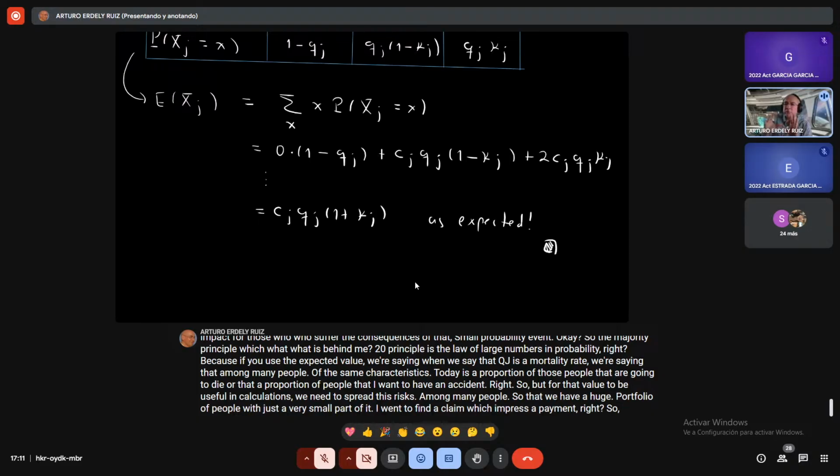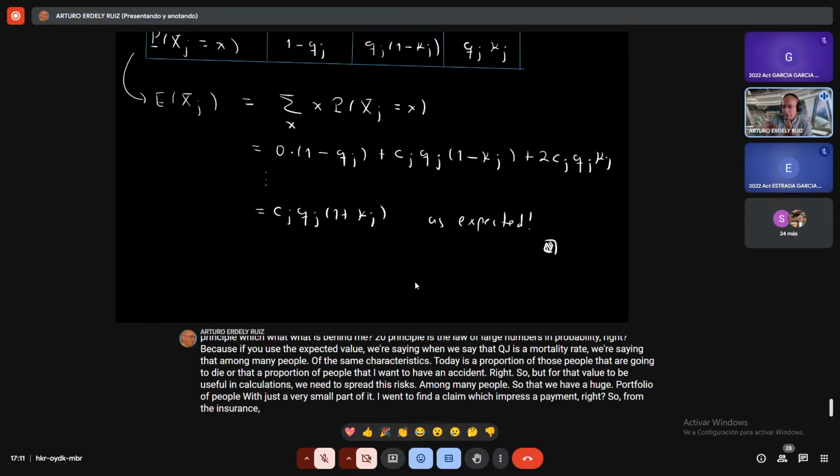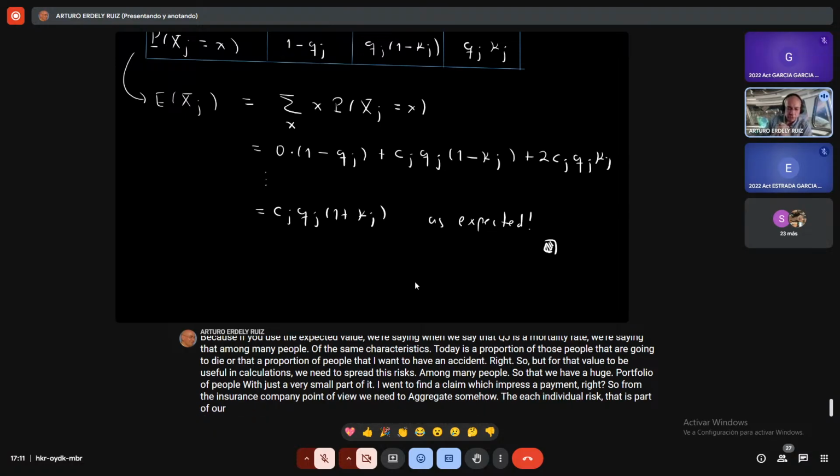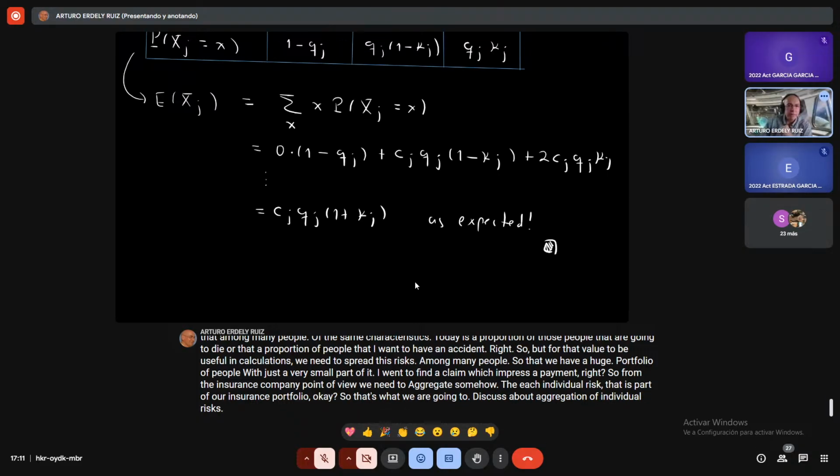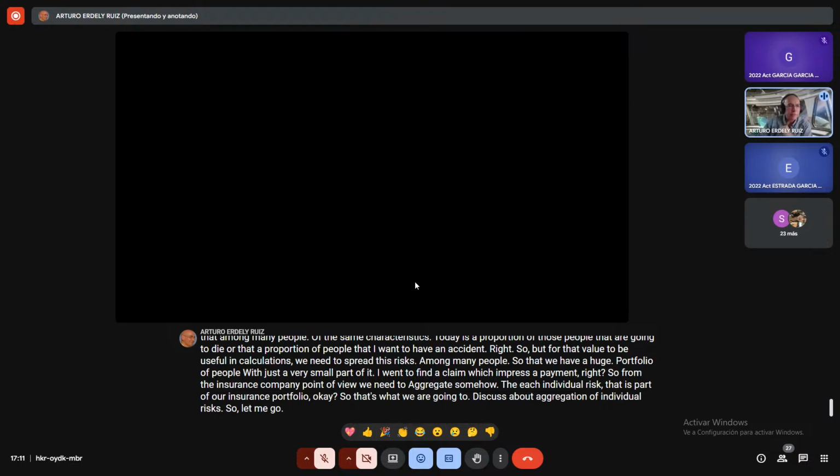So from the insurance company point of view, we need to aggregate somehow each individual risk that is part of our insurance portfolio, okay? So that's what we are going to discuss about aggregation of individual risks. So let me go for this concept.